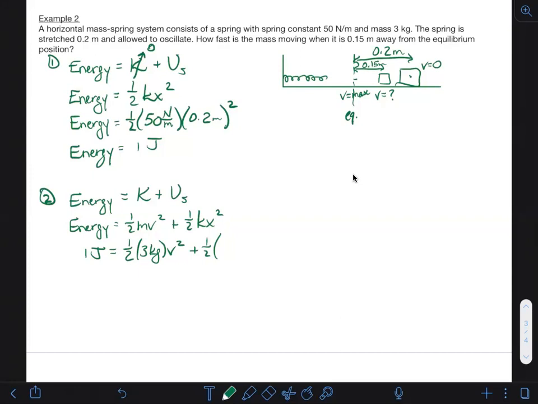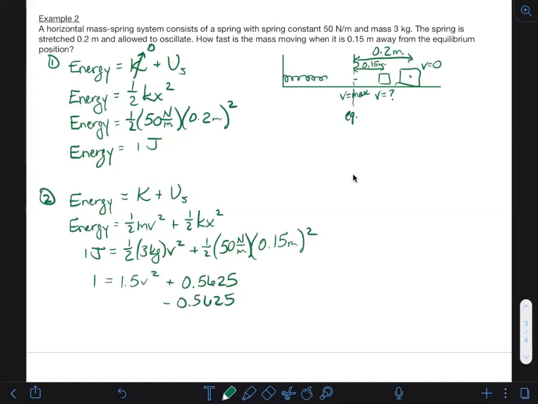And when I look at this, this looks pretty good because I'm still going to have 1 on the left-hand side of the equals. 1/2 times 3 is 1.5. So my first term is 1.5 v squared. And then 1/2 times 50 times 0.15 squared is 0.5625. So the only thing I do not know is the thing I'm looking for. So let's finish this problem by just doing the algebra.